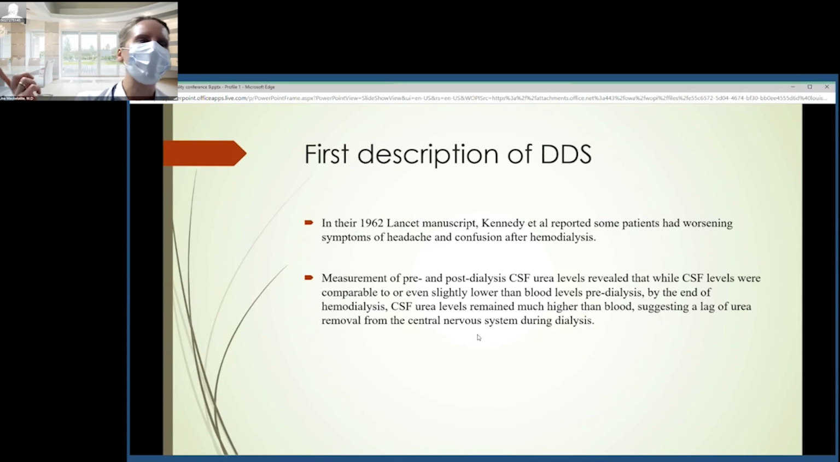I just looked at that article because I was very curious, the first description of disequilibrium syndrome. It was in 1962 in the Lancet, so a good journal. They did a really fun study that we could never do these days. Basically, they checked their CSF urea levels before and after dialysis. So basically, we would be LPing people before and after dialysis.